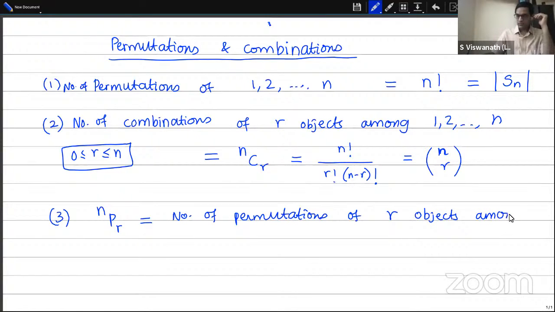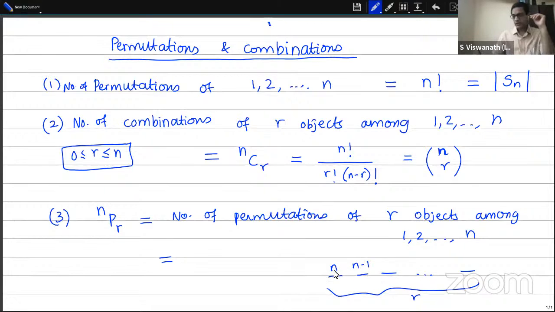So you first pick any R objects and you arrange them in a line in all possible ways, from 1, 2, 3 till n. The number of ways of doing this follows the usual counting rule. There are R positions to be filled. The first position has all n choices. The next position has only n minus 1 choices because you have already chosen something in the first position, and so on. So n minus 2, etc., till n minus R plus 1. So this product, n into n minus 1 into n minus 2 till n minus R plus 1, can be rewritten as n factorial by n minus R factorial.